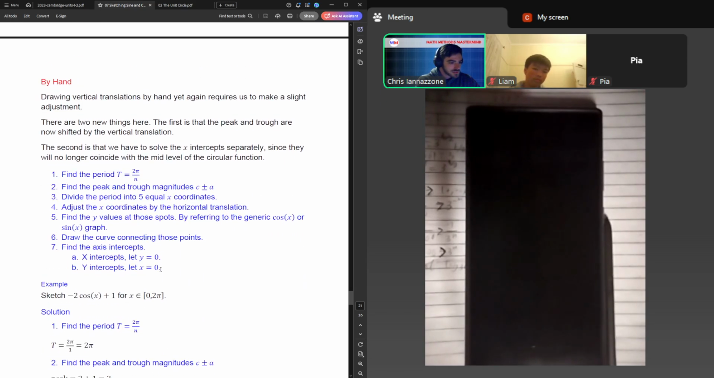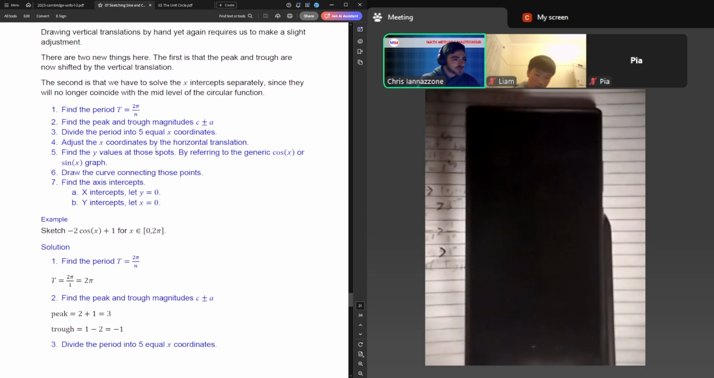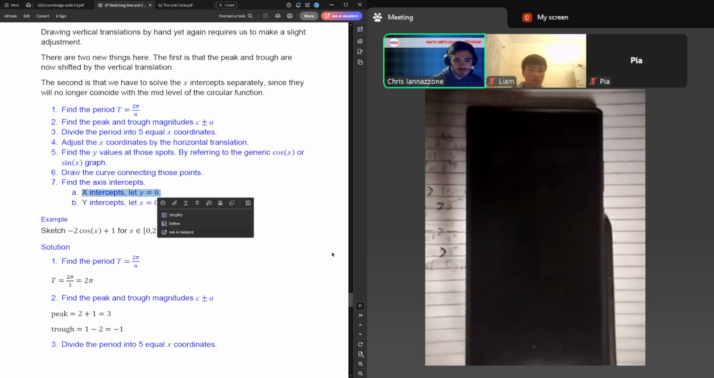But okay, this is your worst case scenario, basically. You've got vertical translations, horizontal translations, and yeah, there's always an amplitude, there's always a different period, so that's pretty much a given. It's more so whether you have vertical or horizontal translations. So what's going on differently here? Well, a lot of this is going to be the same. In fact, almost all of it from 1 through 6 is the same, except now I've added this additional step, which is if you need to find your x-intercepts, which is y equals 0.